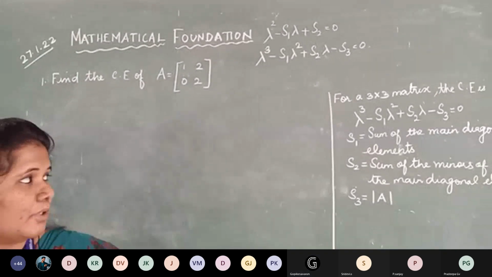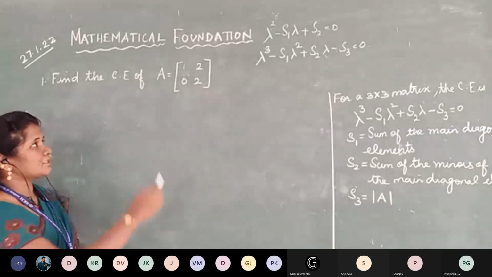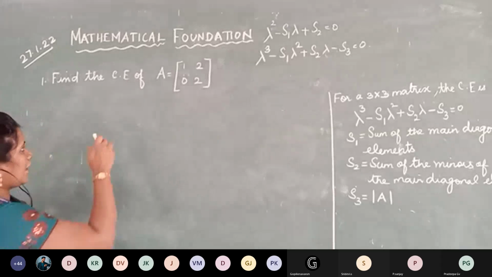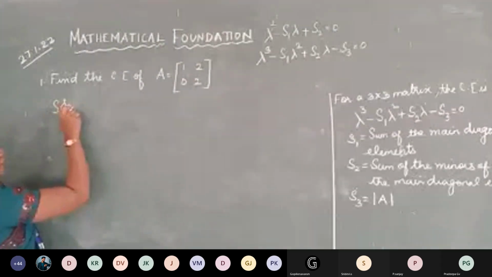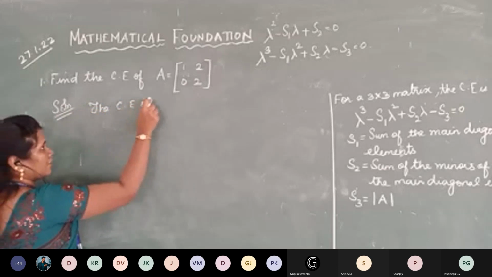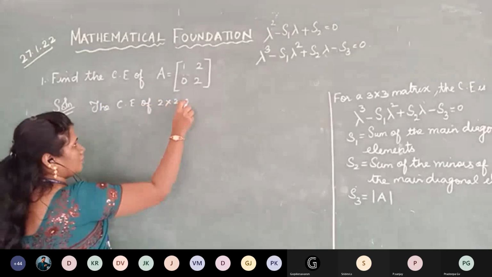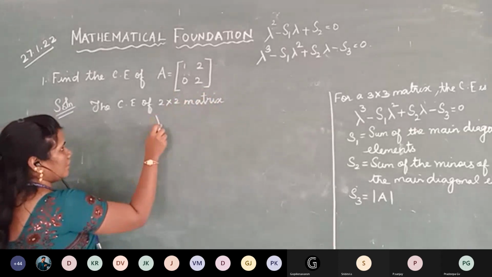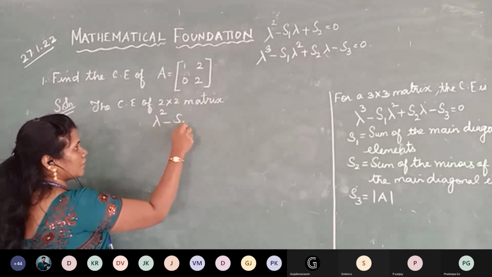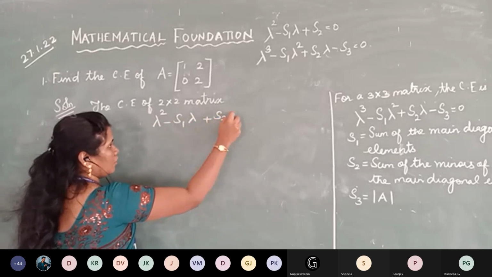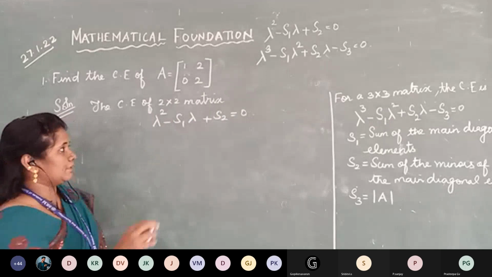So I will change it like this. Now what is it? It is a 2 cross 2 matrix. So immediately what you'll have to write? You'll write the solution: the characteristic equation of a 2 cross 2 matrix is, you will write your formula, lambda square minus S1 lambda plus S2 equal to 0. You'll write the formula immediately.